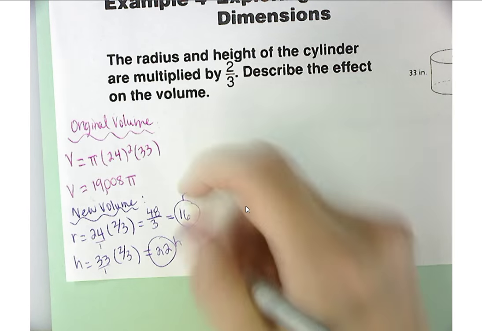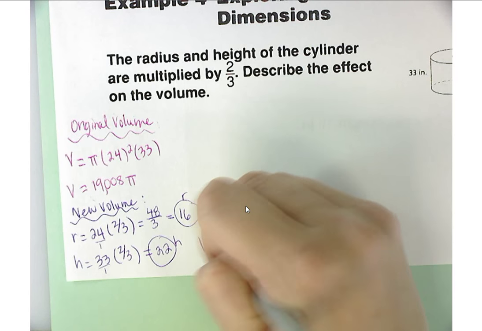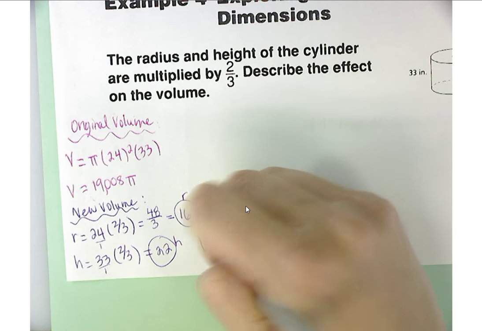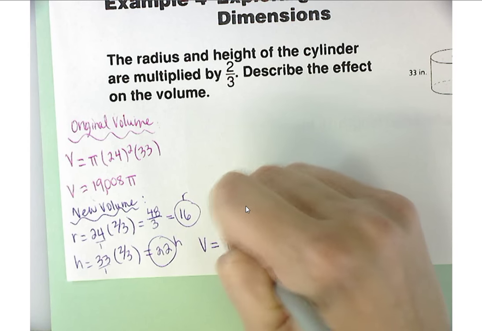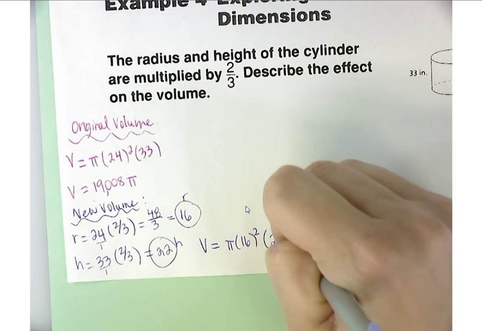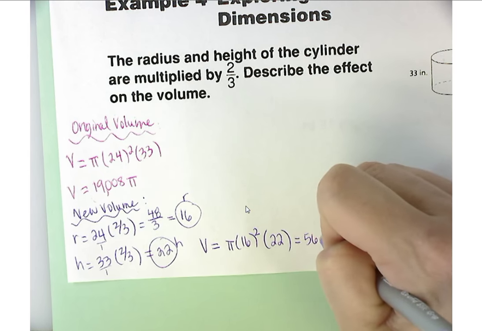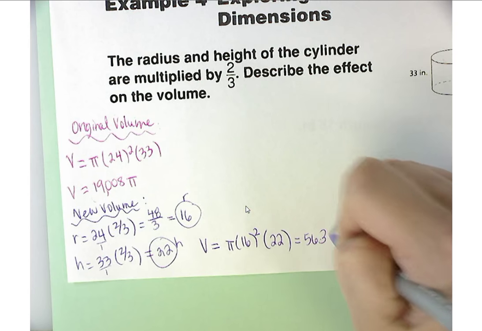So now when you're trying to find the volume, you are going to have the volume equals pi 16 squared times 22, which is going to give you 5,632 pi.